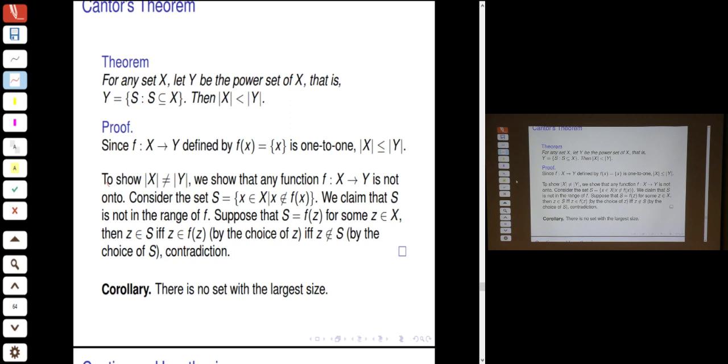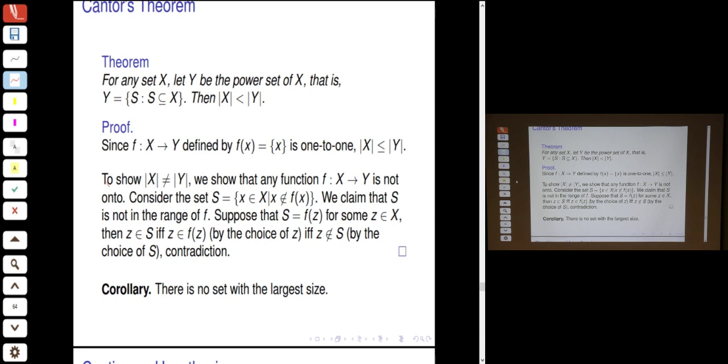So this is the set. Now we claim this set S is what you missed. It's not in the range. So now these 3 lines are the proof by contradiction. Suppose for the sake of contradiction, it is in the range. So S is f of z for some z. And then you have trouble.